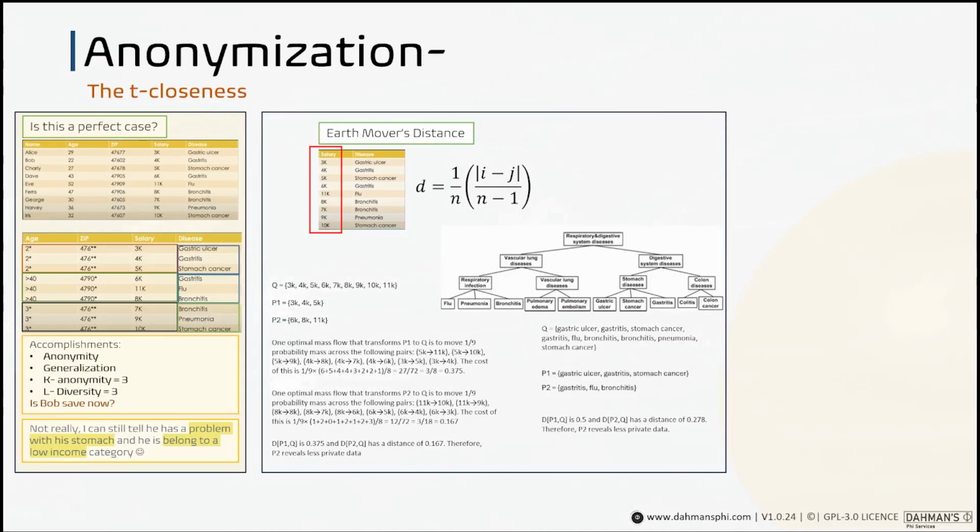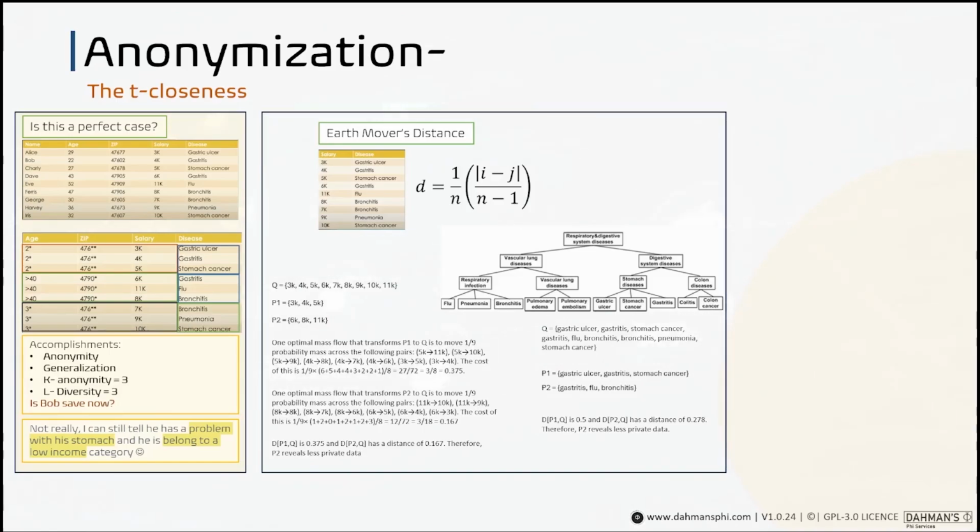Let's look at the case of this numerical salary calculation. Let's organize all the possible outcomes of salary in ascending order. So we have from 3 to 11. These are the possible outcomes of salary in this data set. Now, let's take the first k group. It happens their salary is 3, 4, and 5. And let's take another group whose salary happens to be 6, 8, and 11. And we want to measure this P1 from the Q, and again we measure the P2 from the Q.